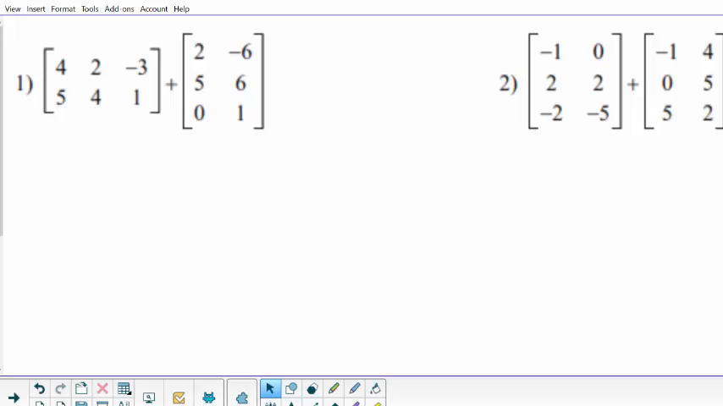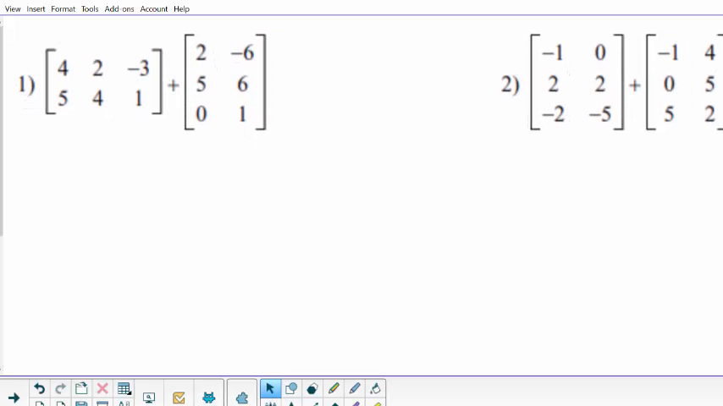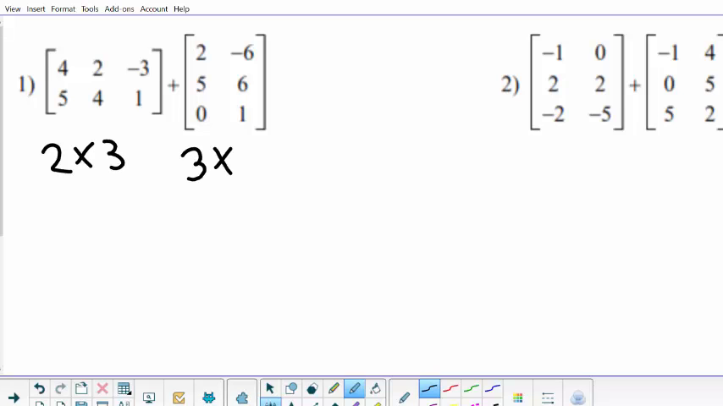All right, so let's go through our review here for matrices. Looking at number one, we need to look at the dimensions. Notice that the first matrix is a 2 by 3, and the second matrix is a 3 by 2. Remember, it's rows by columns. So that means we can't add them together, so there is no solution there. It's impossible. They have to have the same dimensions.